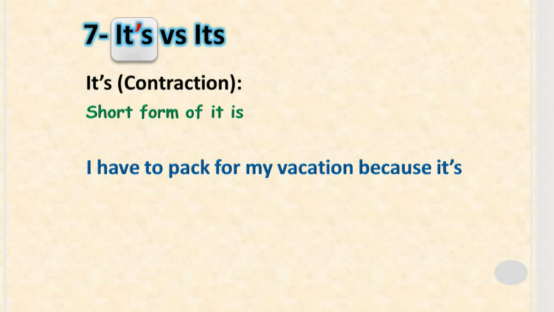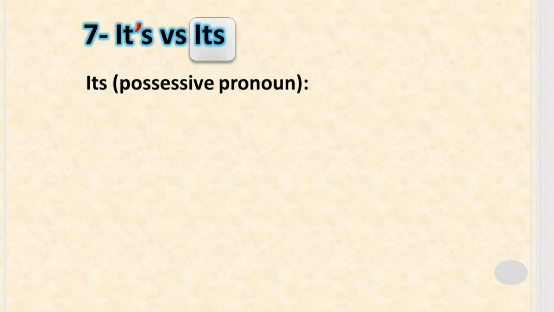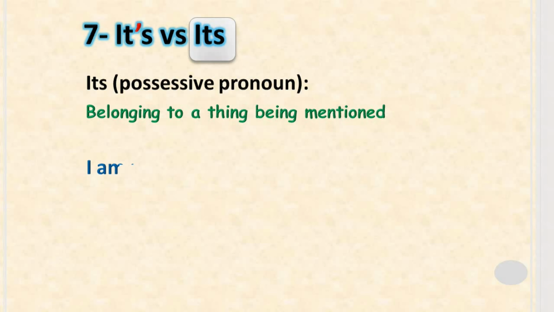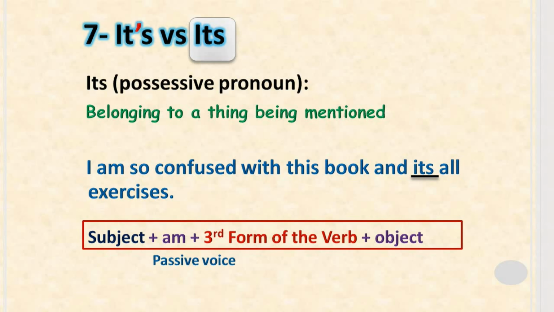I have to pack for my vacation because it's only 3 days away or 3 days left. Have to, this is present tense and first form of the verb. Look at the second one. Its is a possessive pronoun belonging to a thing being mentioned. I'm so confused with this book and its exercises. Here its is used as a possessive pronoun because they're talking about this particular book. Again, the formula is below. It's a passive voice. You can construct sentences according to your own.